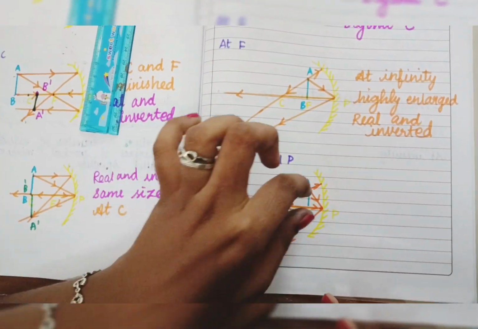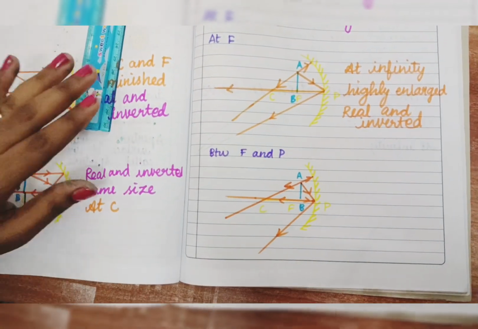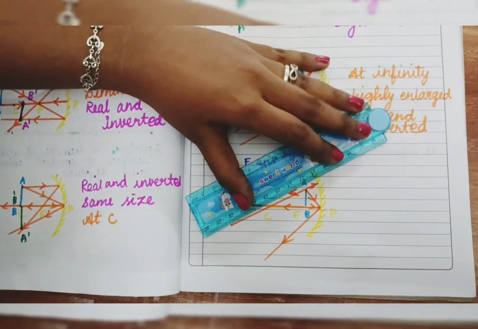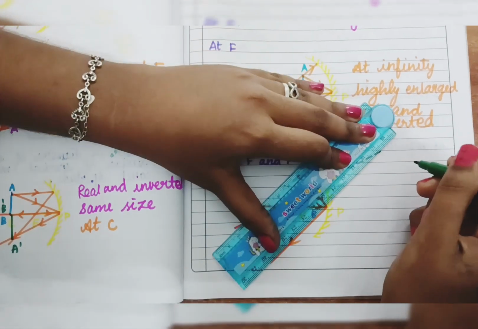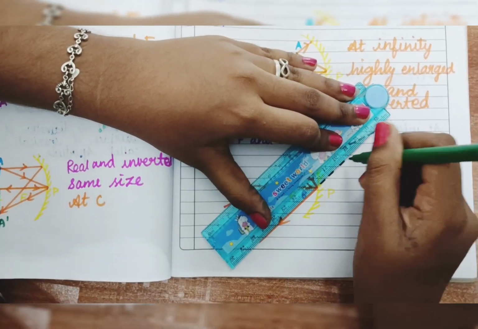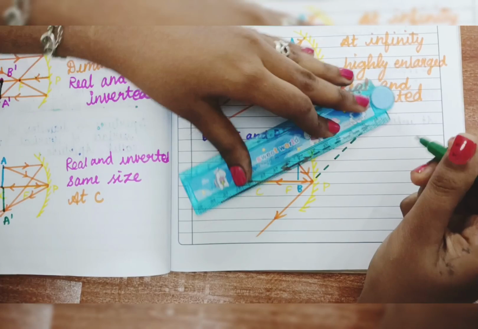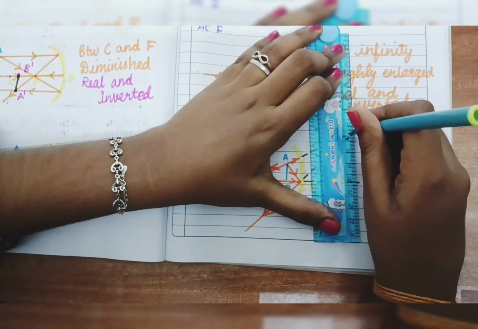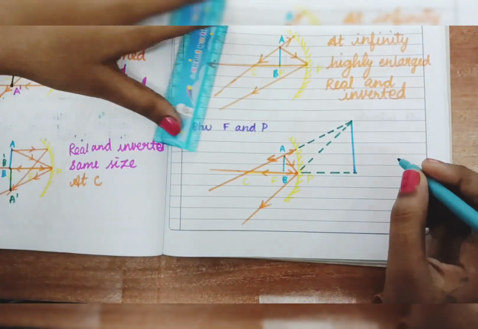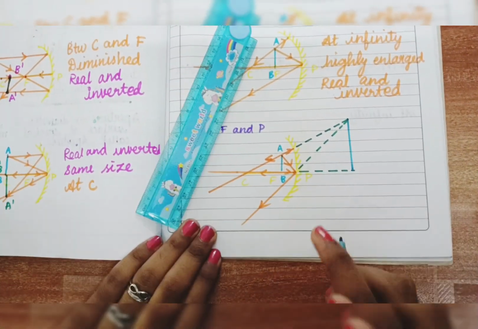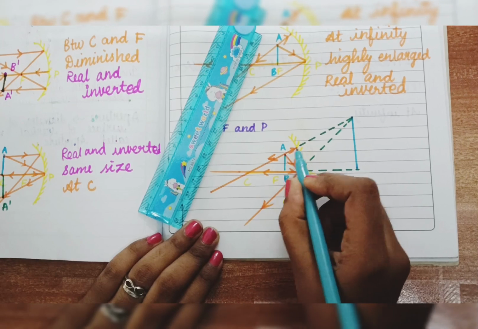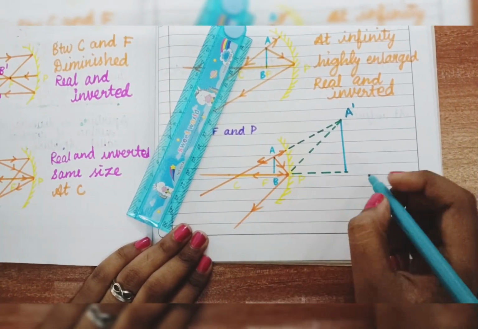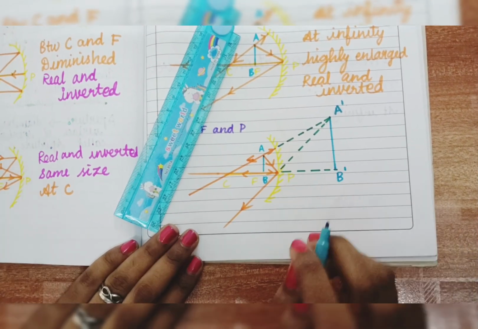We can notice that these two rays are not going to meet at any point. So what we need to do, we need to extend these lines, and we are making the rays to meet. Now we are drawing the image. Here you can observe that the rays that are passing from A are meeting here, so we name it as A dash. And this ray from B is meeting here, which is B dash.